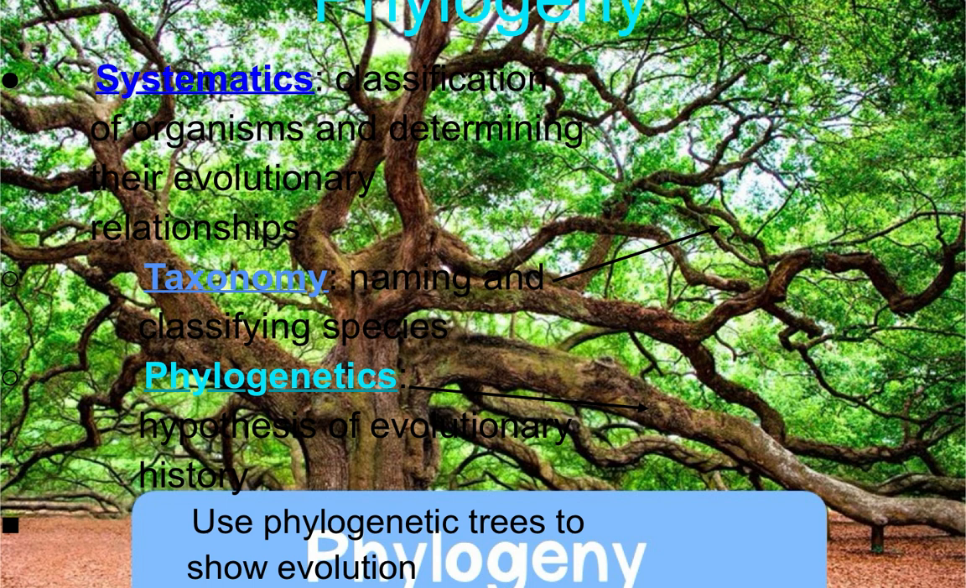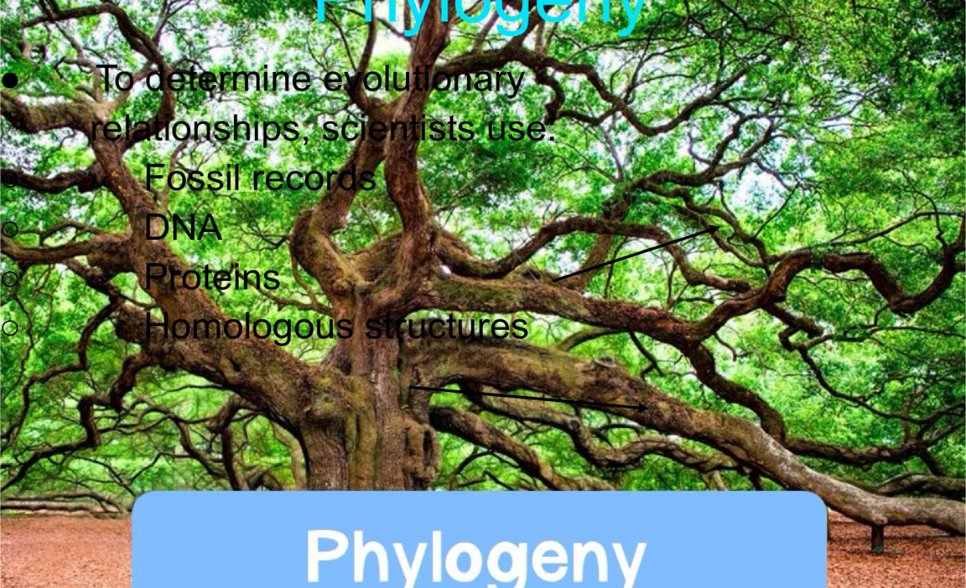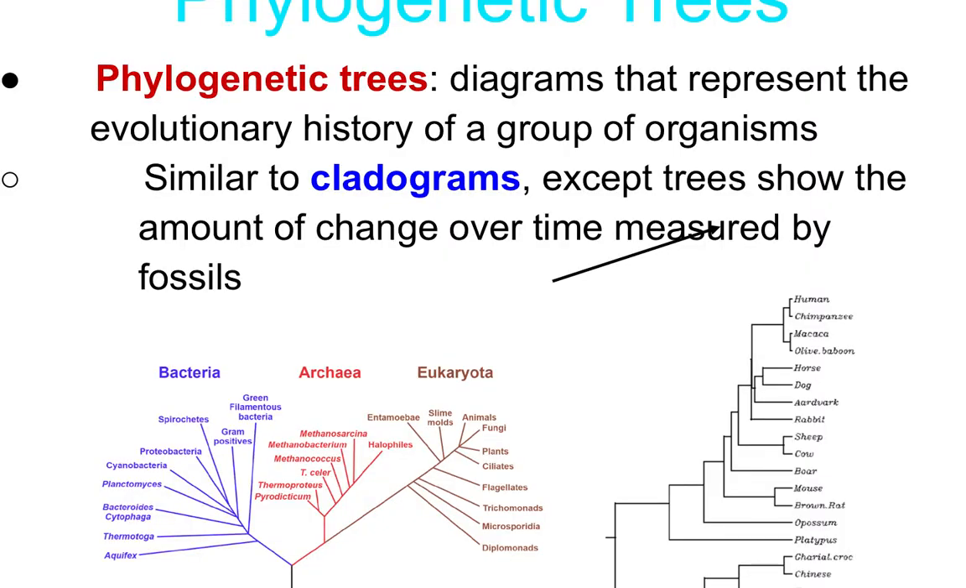Phylogenetics is the hypothesis of evolutionary history. We use phylogenetic trees to show this evolutionary history. And in order to determine this evolutionary history of relationships, scientists use evidence, which is like fossil records, DNA, protein structures, these homologous structures. We construct these phylogenetic trees.